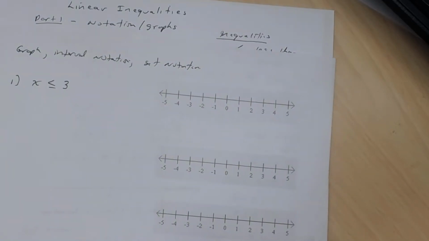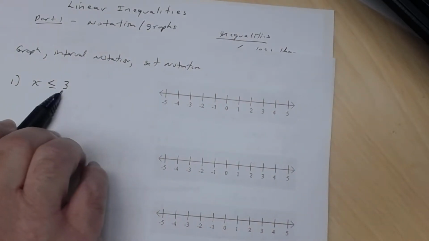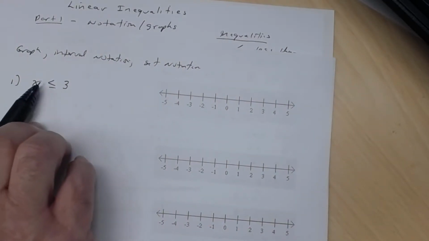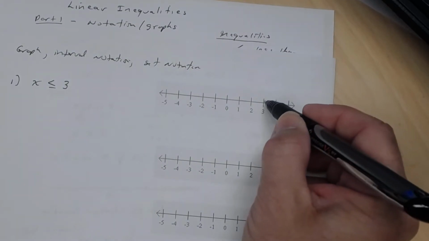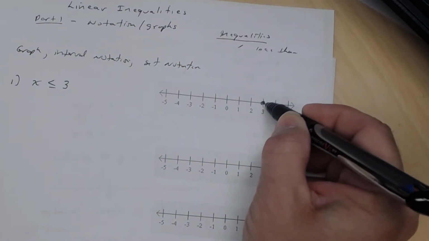Okay, so notice that 3 is a solution because of the equal sign, because 3 is less than or equal to 3. 3 equals 3. So since you see an equal sign, you can use a closed circle. So you can put a closed circle on 3, just like this.